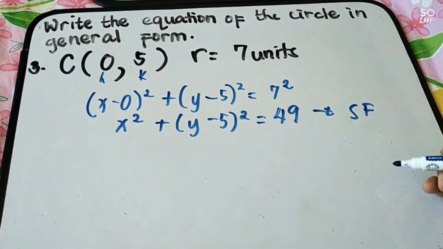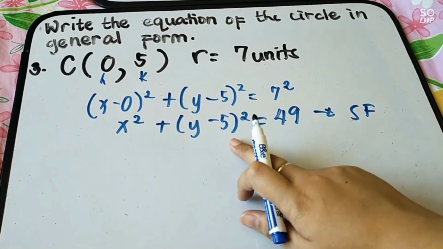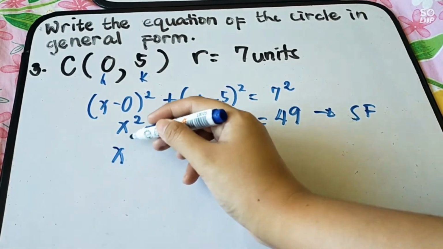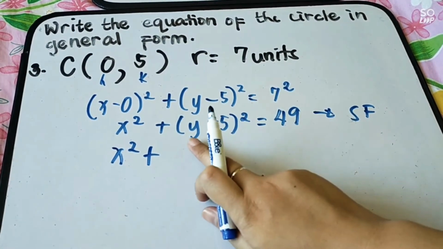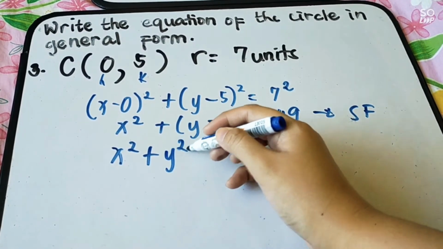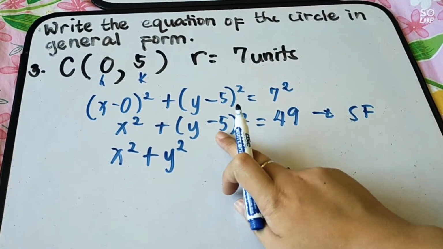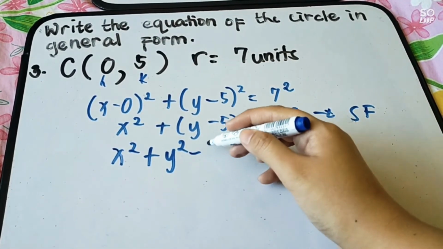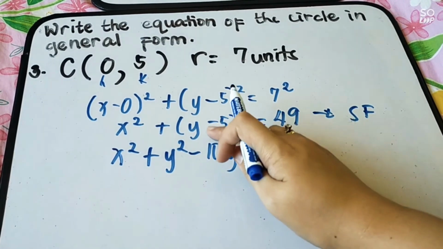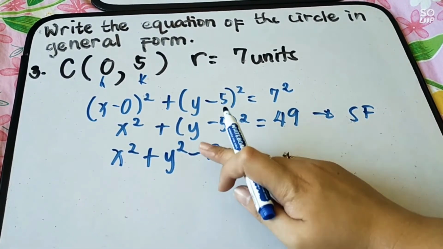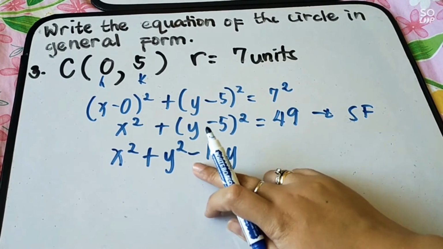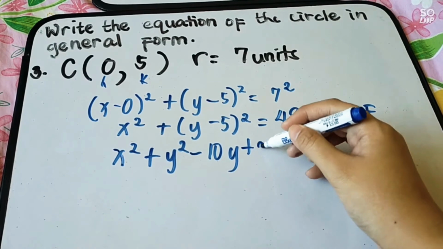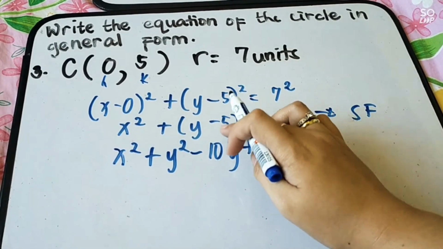Next, let us have the general form. We are going to simplify the square of y minus 5. This one, just copy. We have x squared plus, anong square ni y? The answer is y squared. Then, yung 5, multiply mo by 2. 5 times 2, we have 10. 10 times y, we have negative 10y. Kung ano yung sign mo dito, kailangan din yung sign sa pangalawang term mo. Okay? Then, 5 squared, we have plus 25. 5 squared means 5 times 5.